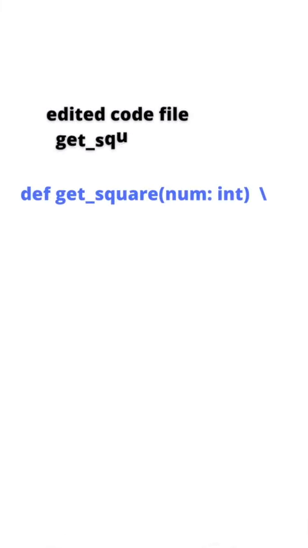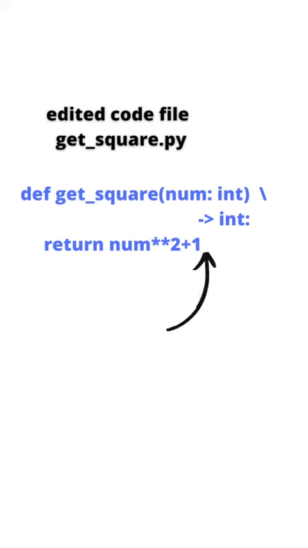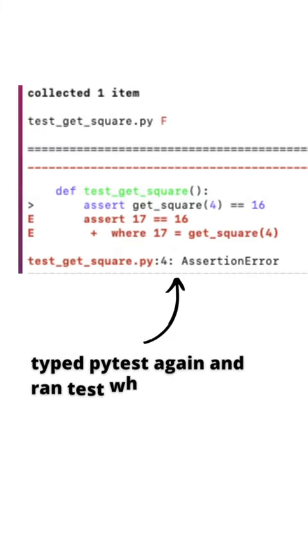I modified the getSquare function to make it fail. Here you can see the return value is num squared plus 1, so the test will fail. I type PyTest again in the folder to run the unit test, and here you can see the unit test has failed.